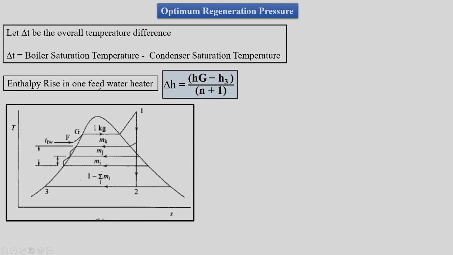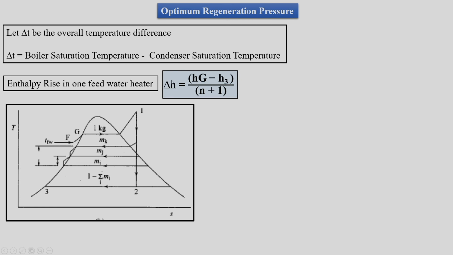The enthalpy rise in the feed water heater is now Hg minus H3. We are neglecting the minor temperature rise in the economizer, and so Hg minus H3 is the temperature rise in the feed water heater divided by n plus 1. That gives us the enthalpy rise in one feed water heater. So, if there are multiple feed water heaters, what will be the enthalpy rise in one feed water heater?